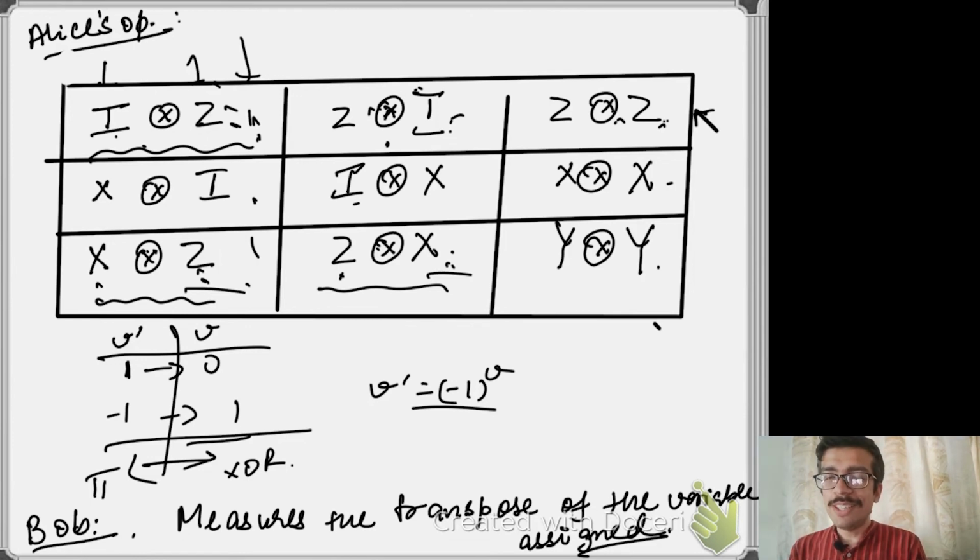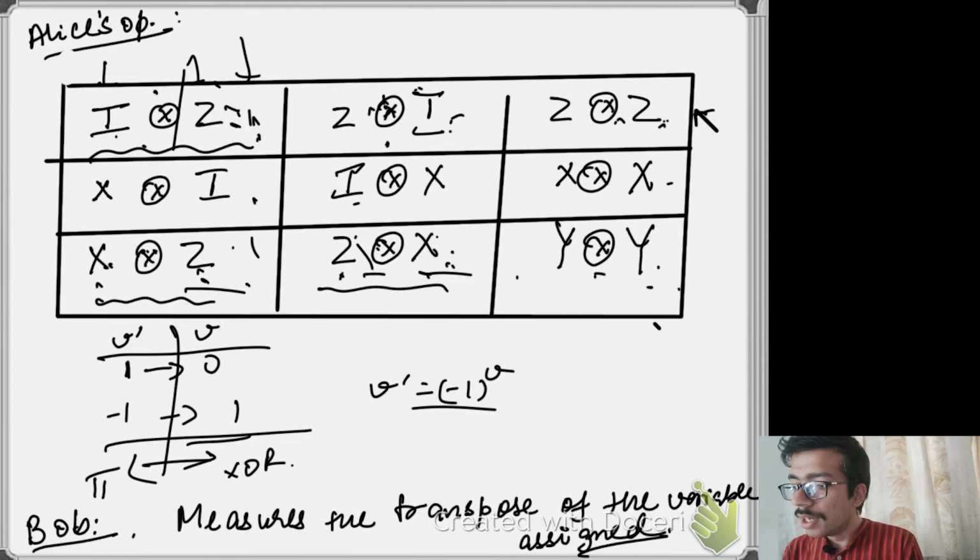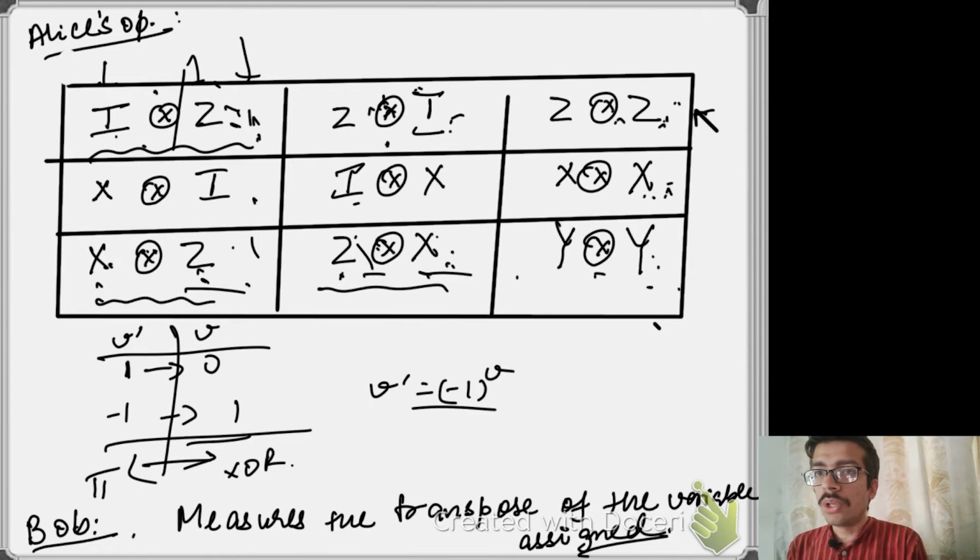So the details I leave you to verify. Similarly for ZX and YY also. And similarly for the first column, I have only X's on the first part and Z's on the second part. For the second column, again I have Z's on the first part, X on the second part. And for the third column, I always have two non-commuting Paulis, but then there are two of them, so they'll cancel their minus signs.